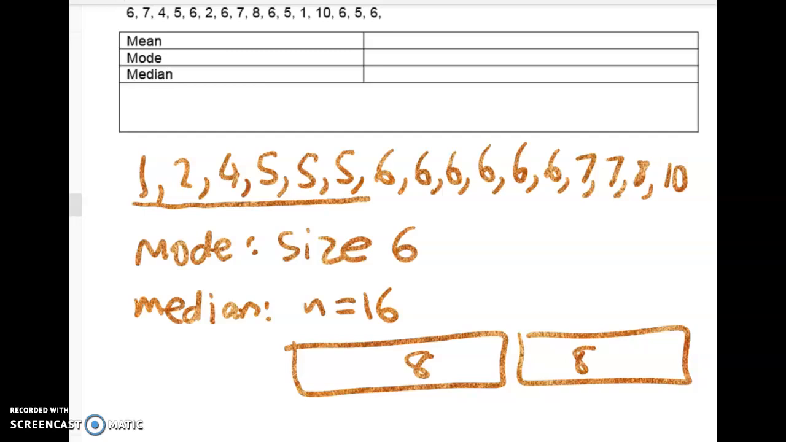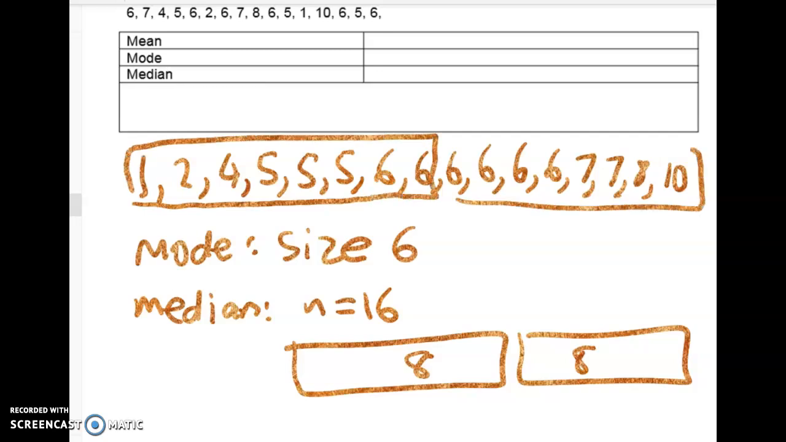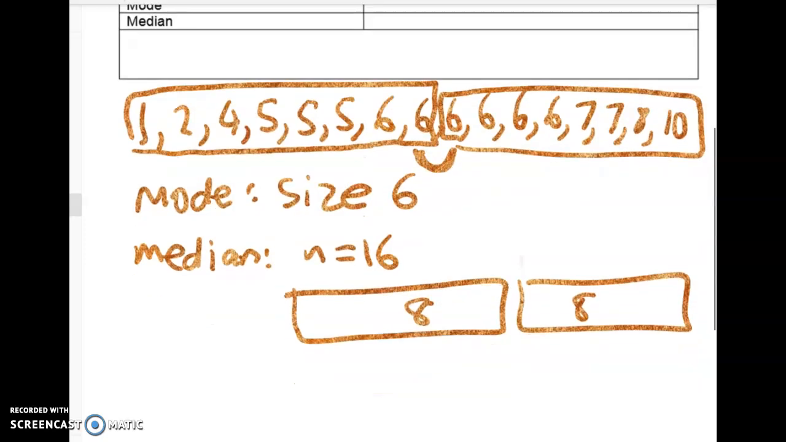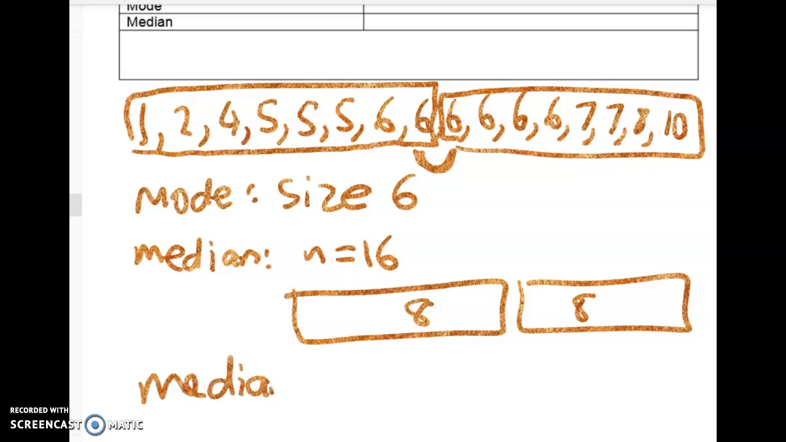1, 2, 3, 4, 5. Ooh, how many have I done? 6, 7, 8. There's 8 there and 8 there. So the median is halfway in between those two values. So the median is 6. Okay.